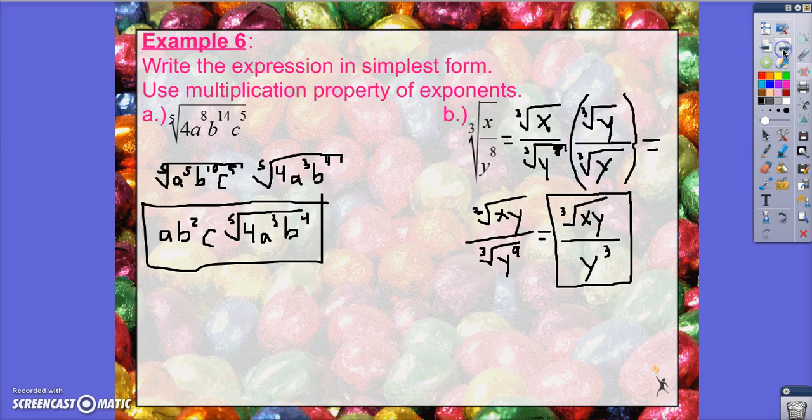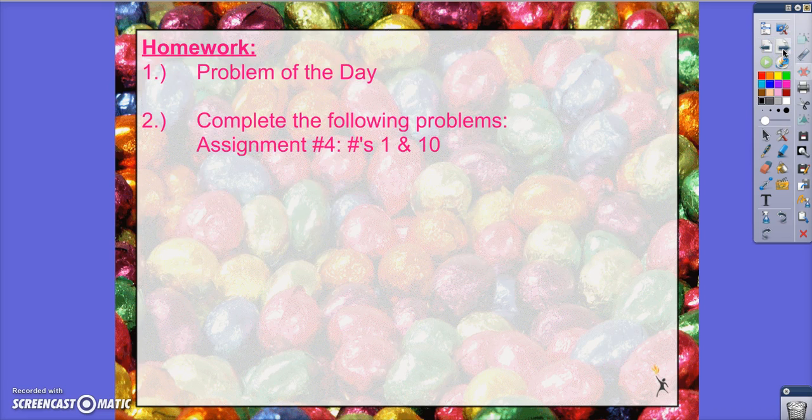All right, so homework, problem of the day, make sure you write it out and give yourself an explanation. And then problem 2, complete the following problems, just numbers 1 and 10.